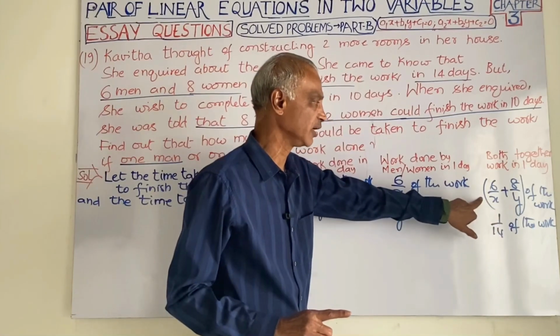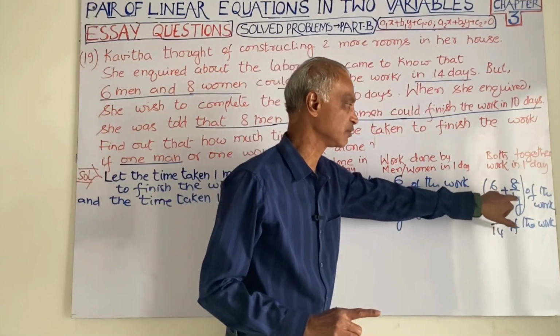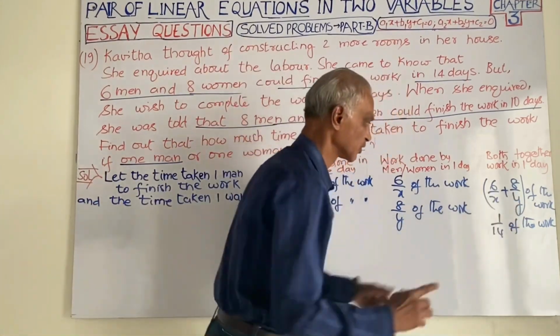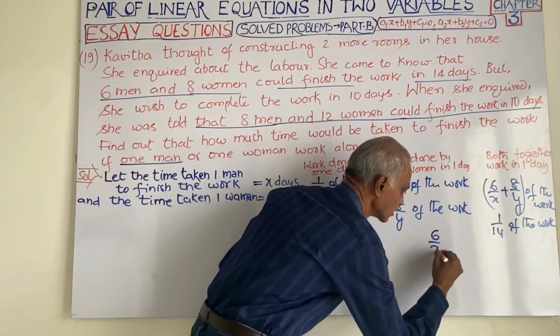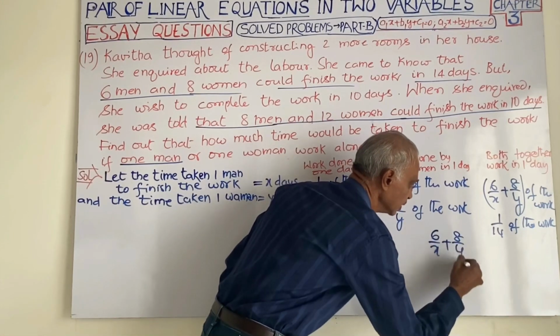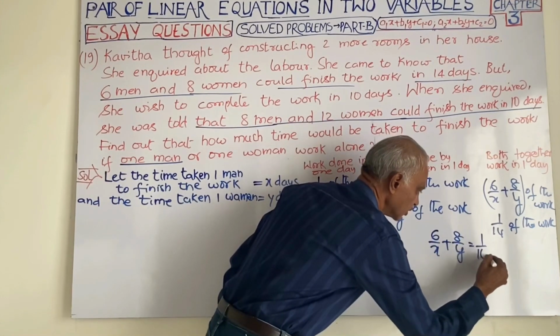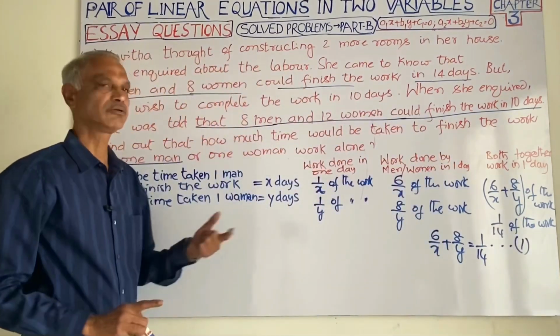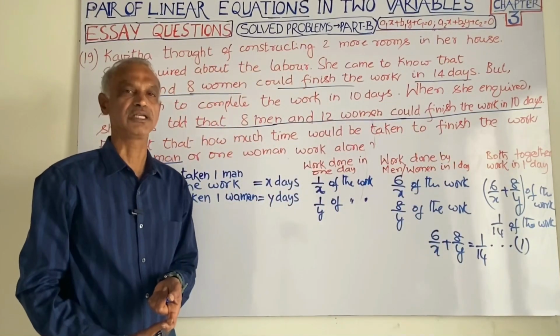And in 1 day, 6 by x plus 8 by y of the work they will do. We have to equate these two. 6 by x plus 8 by y is equal to 1 by 14. This is equation 1. We have to find another pair of linear equation.